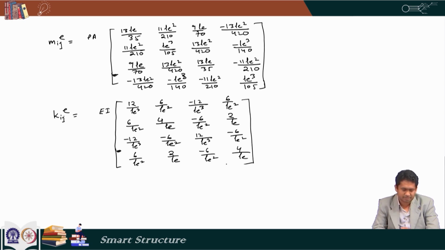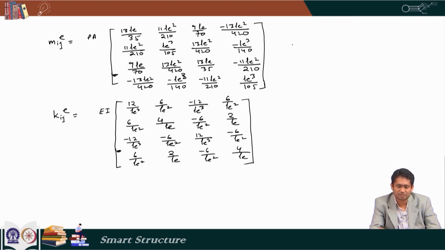So, this is our expression for the stiffness matrix, and again this is possible only when our rho A and EI are not varying across the domain. So, if EI and rho A are functions of x, then they also get integrated and I may not get this expression.